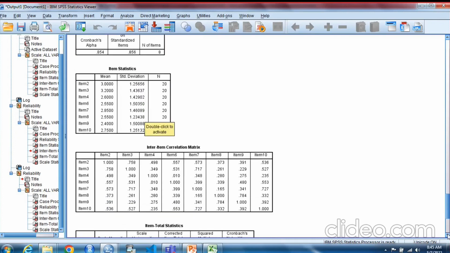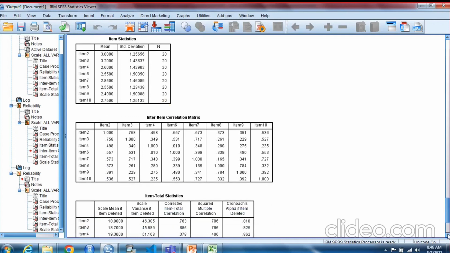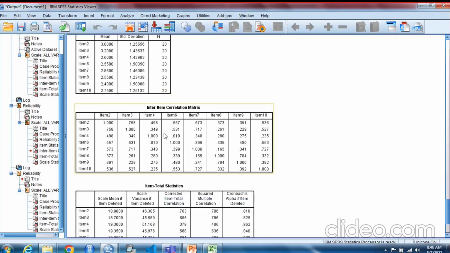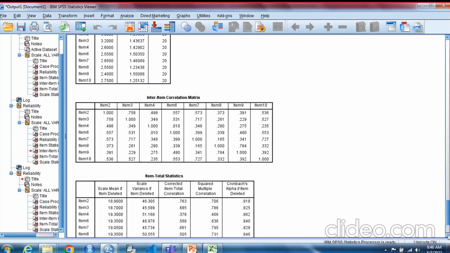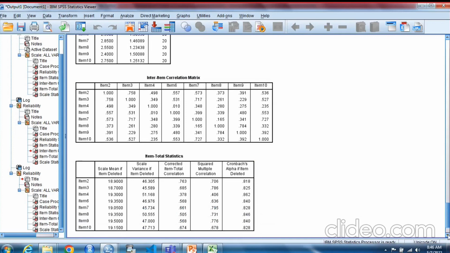And now you will see the inter correlation matrix between the various items. You see no negative items. No negative items. And most of the items are fairly correlated. All are more than 0.3. Correlation is more than 0.3 between items.